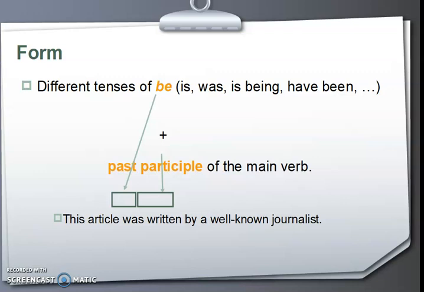To be and the past participle of the main verb. Okay? This article was written by a well-known journalist. Was written. We have at least two members of the verb structure: be and the past participle of the main verb, write in this example.